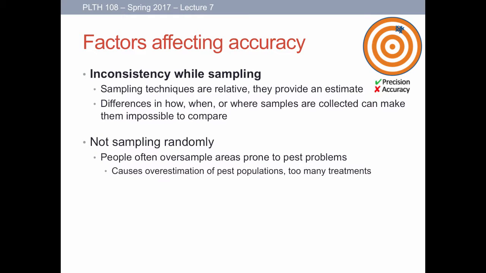When we get back to inconsistency while sampling, I know that when I was out counting those mummies on those trees, we were supposed to do it randomly. Well, after counting one tree with like 500 mummy nuts on it, we started looking for trees with fewer mummy nuts. Yeah, no, exactly. So number two is not sampling randomly, which, as Daniel very convincingly pointed out, is easy to do.